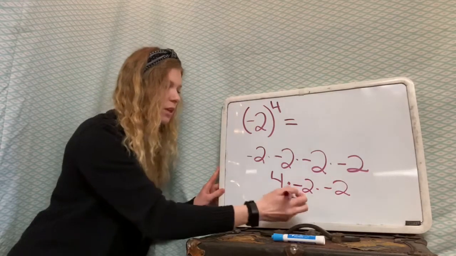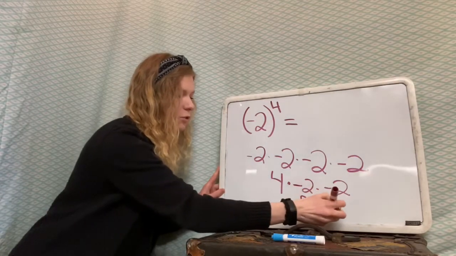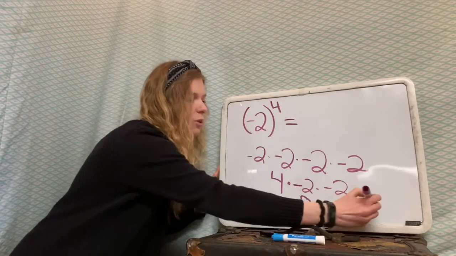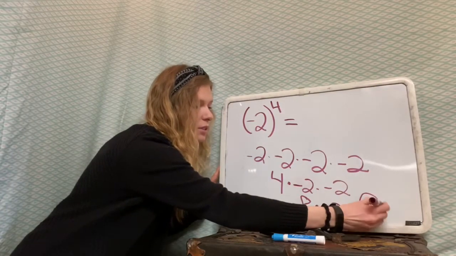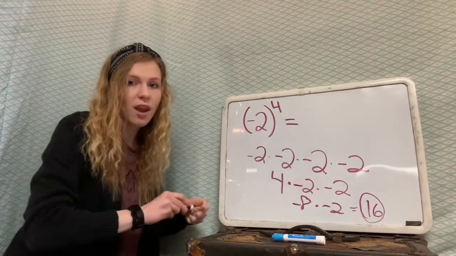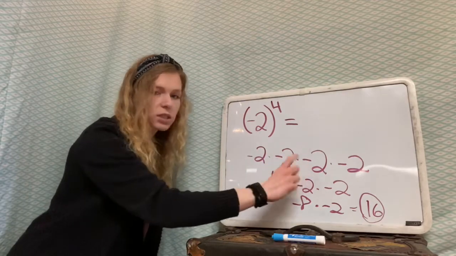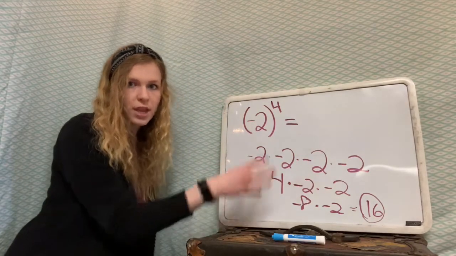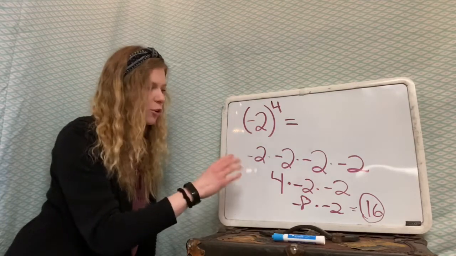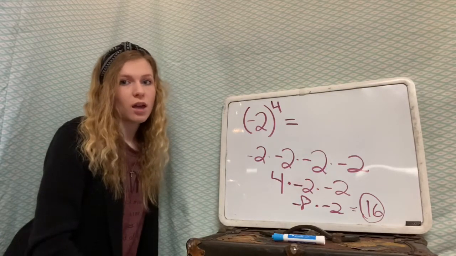Positive 4 times -2 is -8. So now I have -8 times -2, which is going to leave me with a positive 16. So my answer is going to be positive, not -16. And it's because I kept track of all the positive and negative multiplying integer rules in my work. If you're not keeping track, you could end up with the wrong sign in your answer.